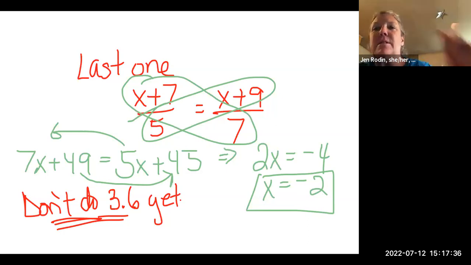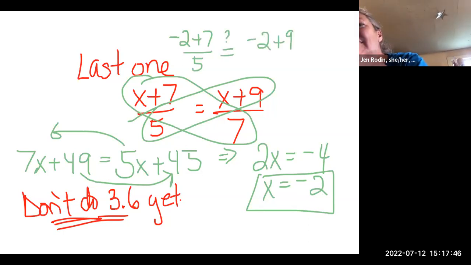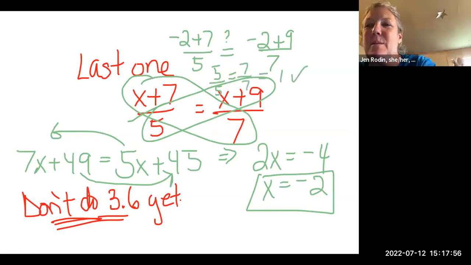So x equals -2. We could still check our answer like before. And we'll end up with 5/5 equals 7/7 equals 1. So that's it. Yep. Nice.